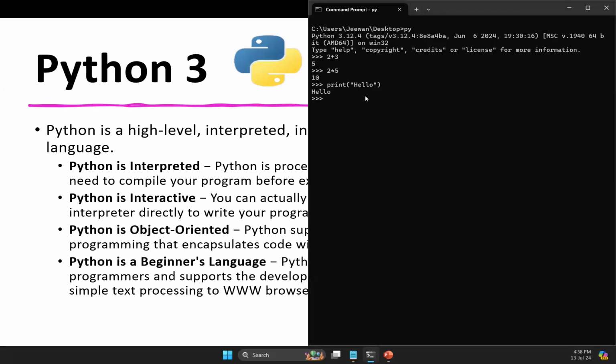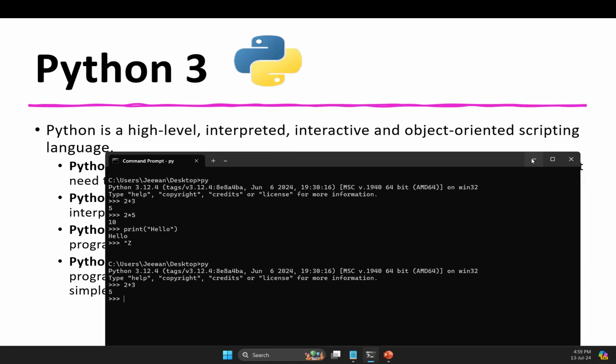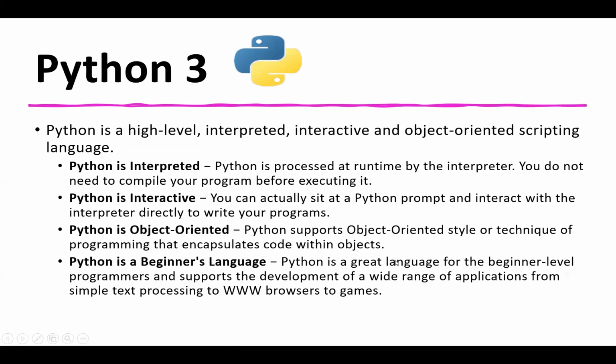When you open the Python interpreter by typing py in the console, you'll be able to invoke the Python interpreter. Even if you type something, it will give you the answers. For an example, 2 plus 3 will give you 5. Therefore, it is interactive, and you can interact directly with the Python interpreter. Python is object-oriented because it supports object-oriented concepts. If you have no clue what object-oriented concepts are, just ignore it for the time being.